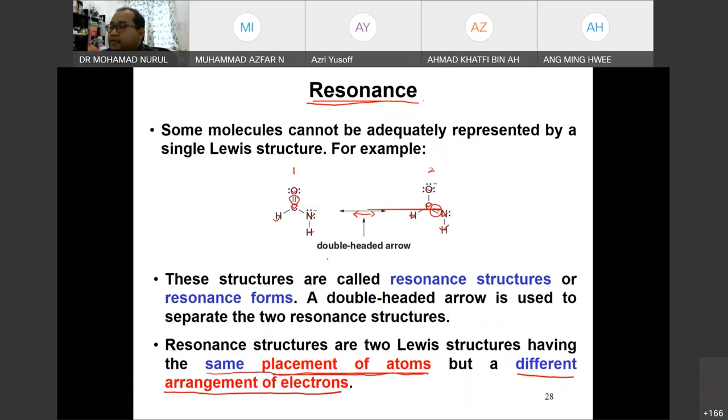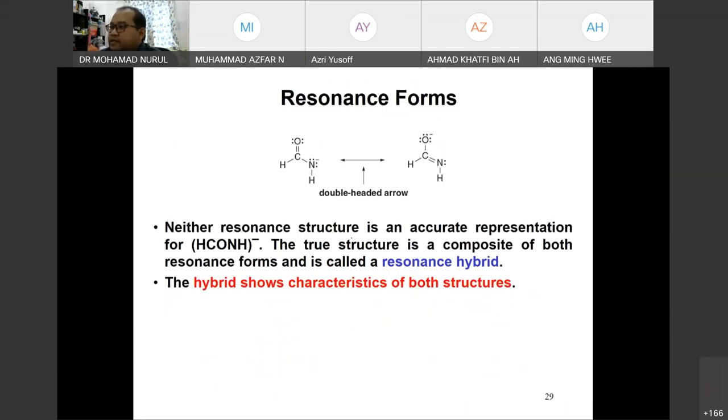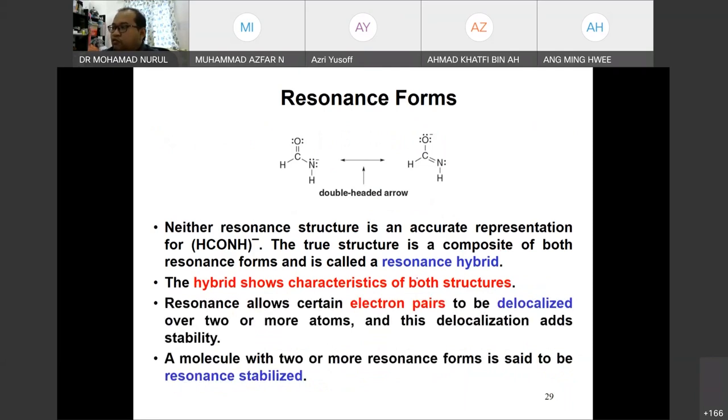No single resonance structure is an accurate representation of this kind of element. The true structure is a composite of both resonance structures, and we call it the resonance hybrid. These hybrids show characteristics of both structures, allowing certain electron pairs to be delocalized over two or more atoms, and this delocalization adds stability. A molecule with two or more resonance forms, we say is resonance stabilized.